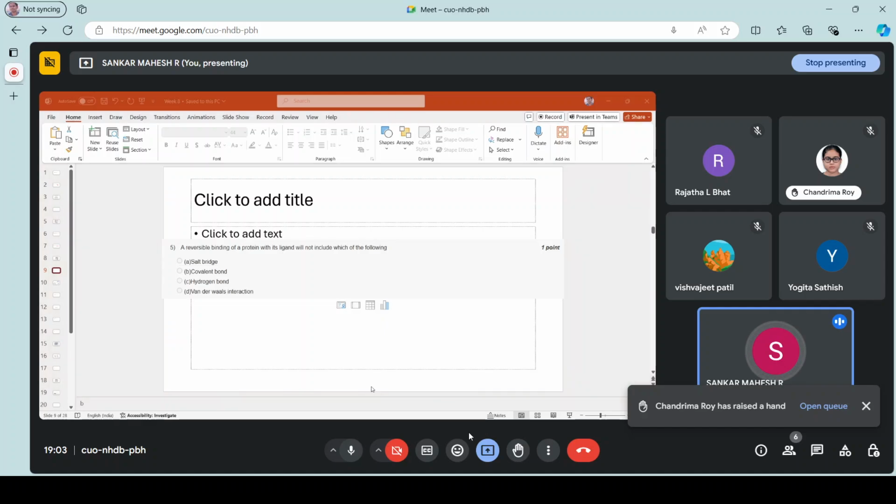Yeah, Chandrima, you can unmute. You can start by mentioning what is reversible interaction, and then we'll take it from there. What is the kind of bond, and so on.